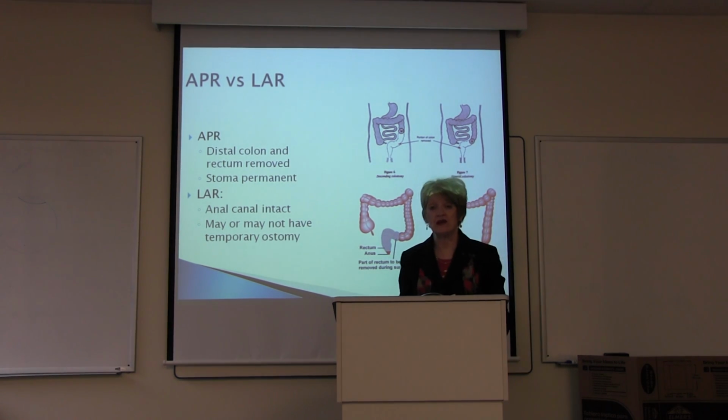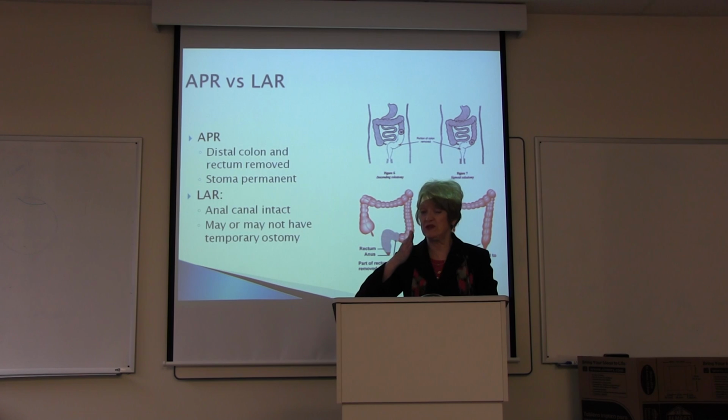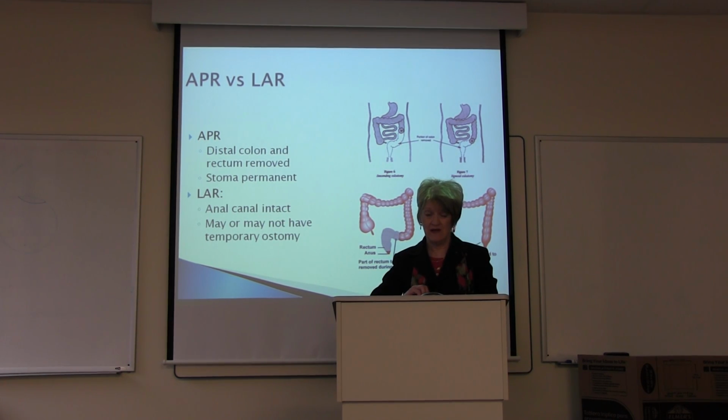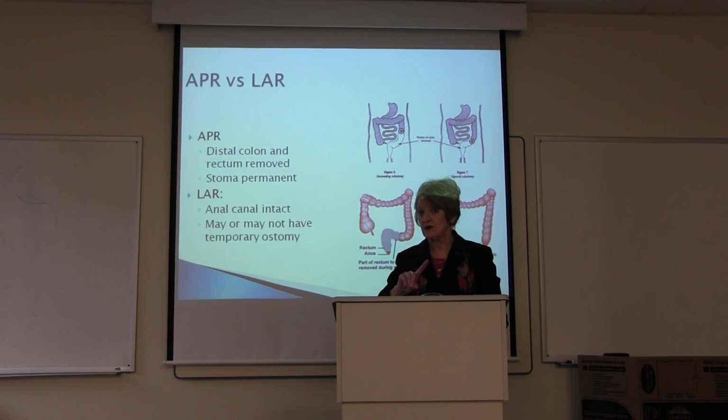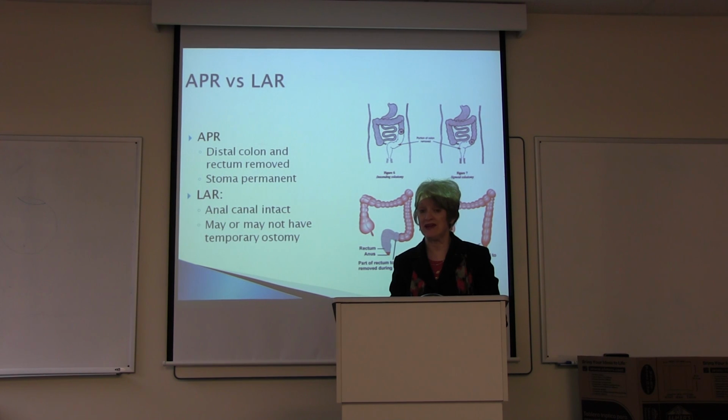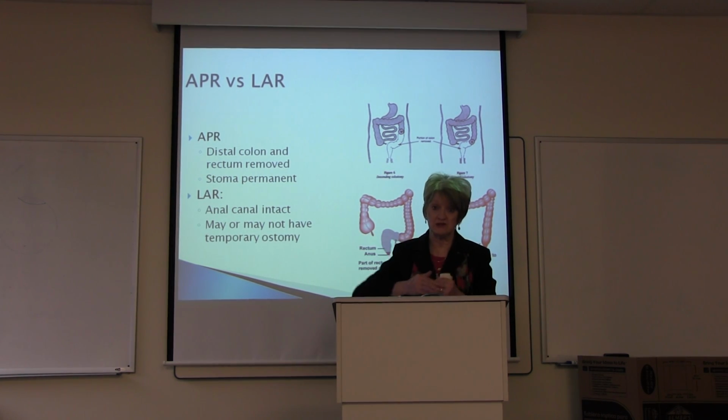We've already talked about how important it is to be clear on APR versus LAR. Abdominal perineal resection: both an abdominal incision and a perineal incision, removal of the rectum, anal canal, sphincters, permanent colostomy, versus LAR, low anterior resection, where you're taking out the rectum all the way down to just above the sphincters. You've connected the colon to the anal canal. The anal canal, sphincters, and anus remain intact. There's no perineal incision, only an abdominal incision. There might be an ostomy, but it would be temporary and it would be done just to protect the anastomosis until it was well healed.